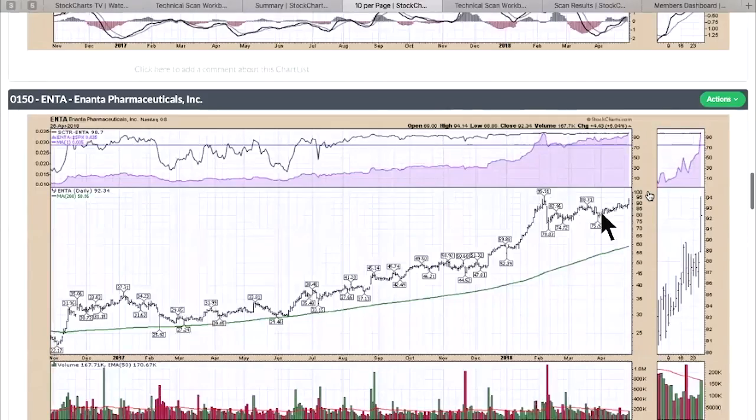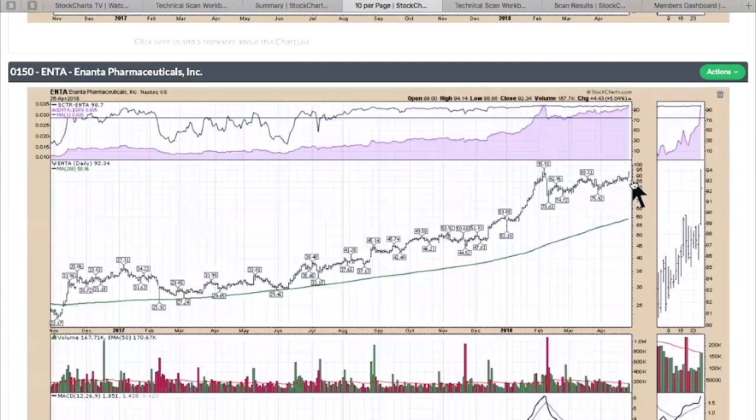they just keep climbing. This one is just breaking out of a 3-month base today. This is a turtle trader where you're getting a new 55-day high, and the stock is starting to break out. It's been a strong stock for almost a year. It's gone from 30 to 100, and there's some movement there.